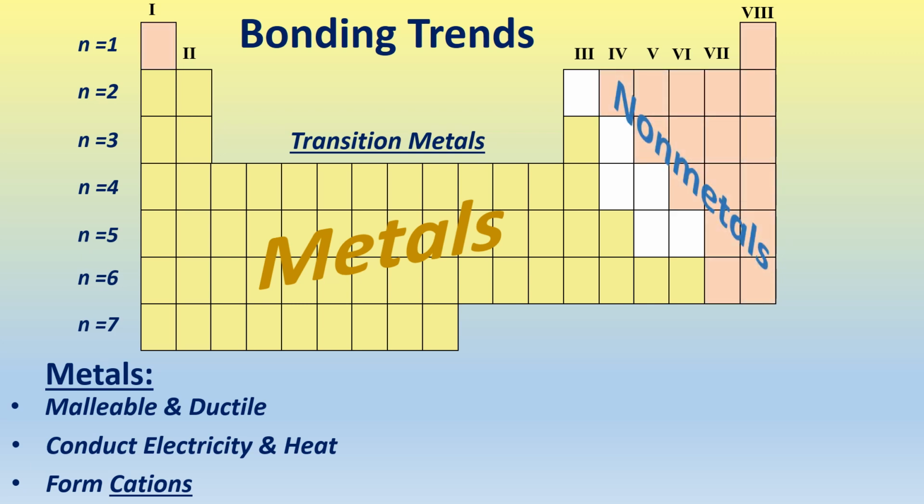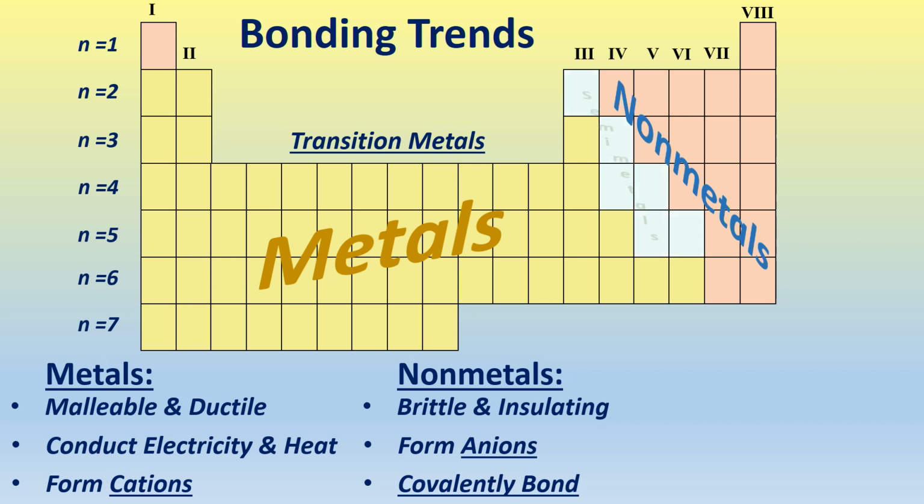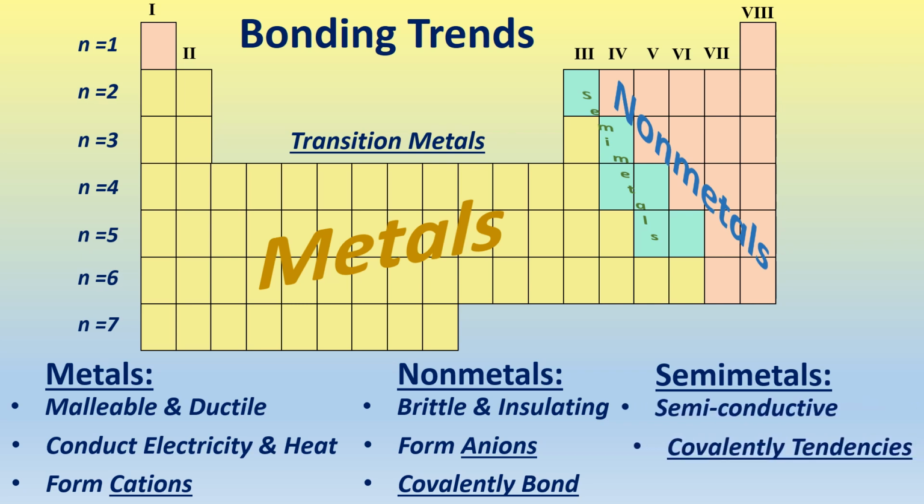All the way to the right are nonmetals. These are brittle and insulating. They form anions when they ionically bond, but are also capable of covalently bonding, sharing electrons between each other. The thin strip in the middle, the semimetals, are actually incredibly technologically important. Those are your semiconductors, which make most modern technology possible, and generally bond covalently.